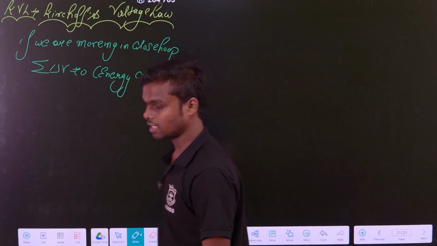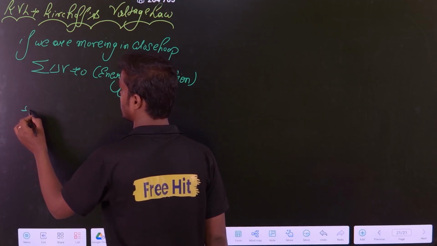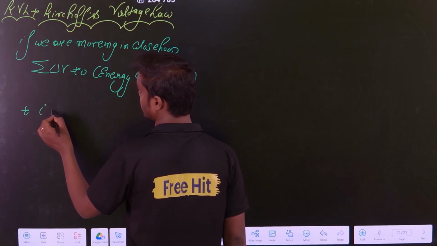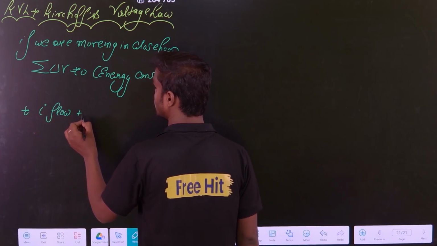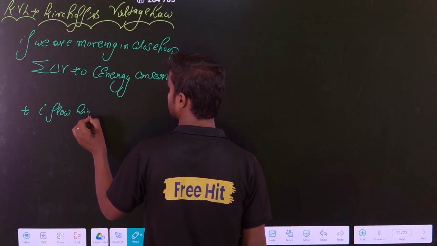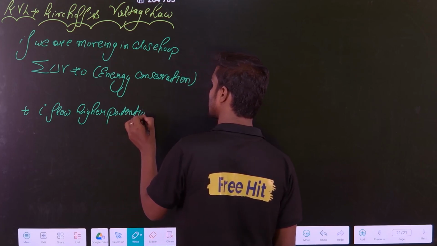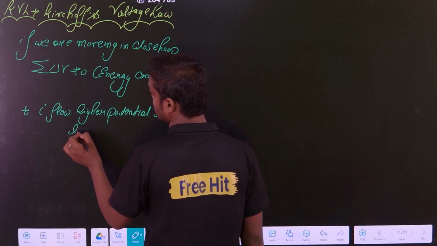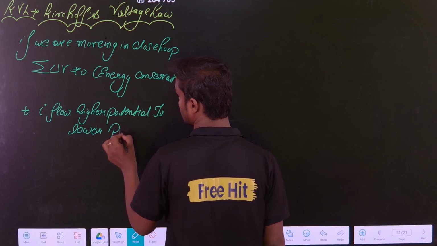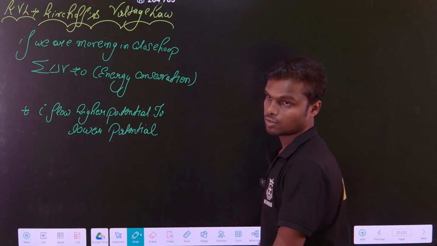What is the approach to apply KVL? The KVL approach is very simple. We know current always flows from higher potential to lower potential. That is the simple approach. That is the thing we know.